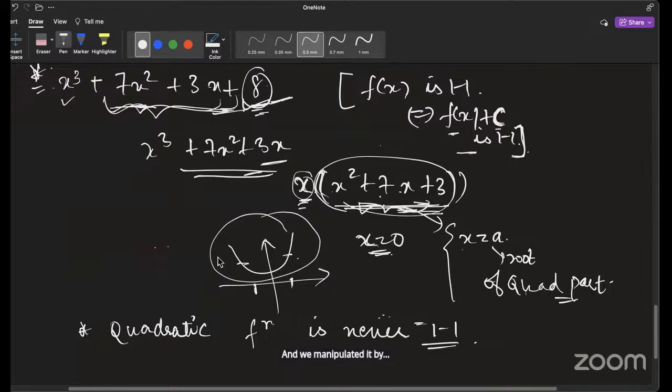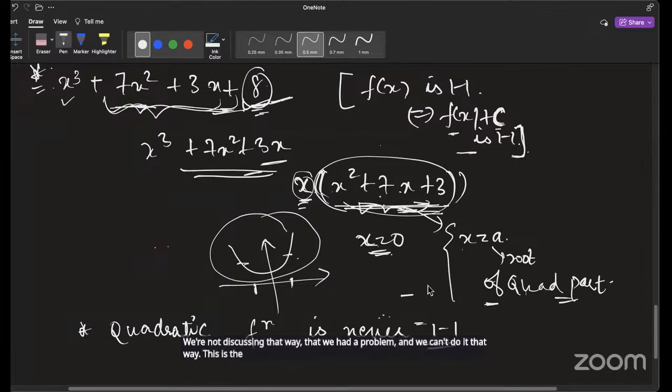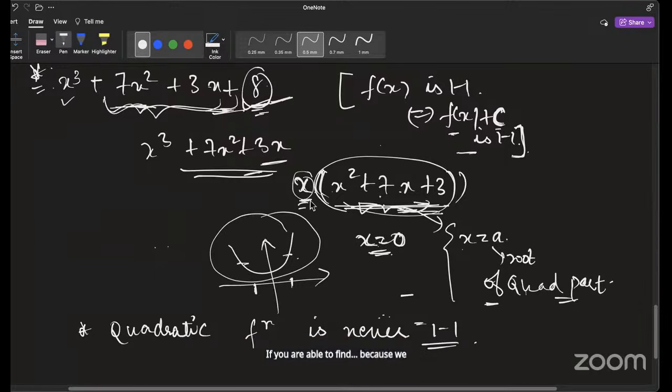We're not discussing that way. That way had a problem and we can't do it that way. This is the new way that I'm trying to discuss here. Because we already know that x equals 0 is the root of this thing, if you're able to find one more root, you can't find just one root though. You'll either find 2 roots or 0 roots. So if you're able to find one a, which gives one more root of this.